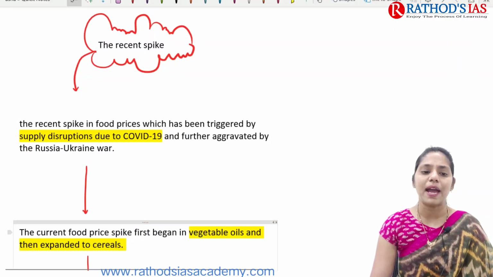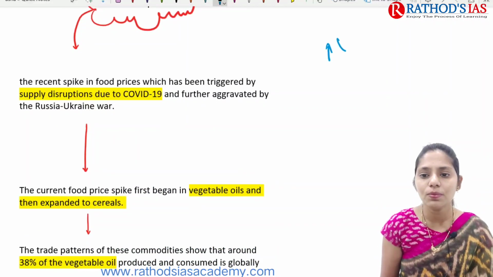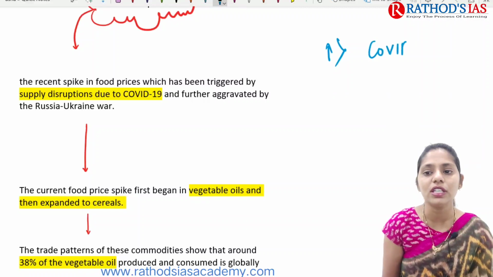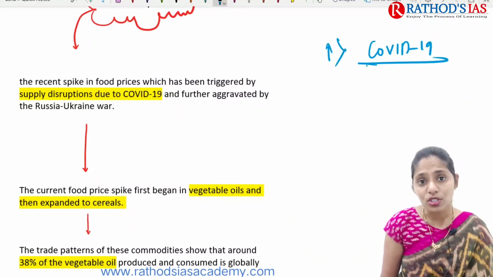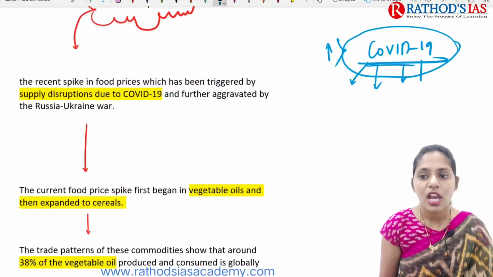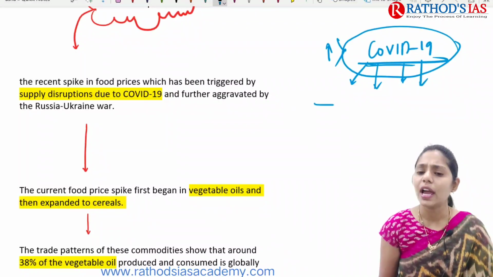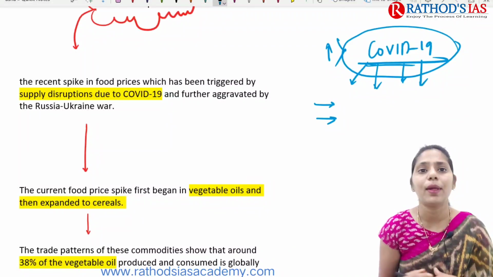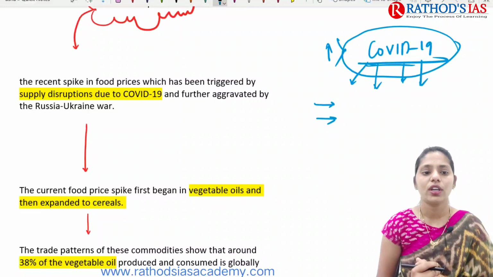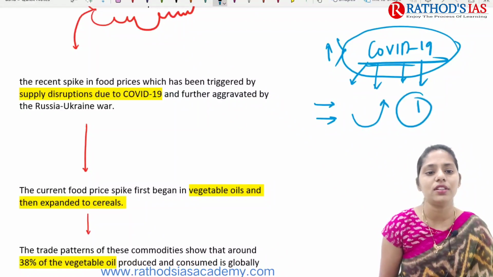The recent spike in food prices was mainly triggered by, the first important reason we can talk about here, COVID-19. Because of COVID-19 there were nationwide lockdowns and international flights were stalled. So what happened is there was no proper supply of raw materials. So there are supply chain disruptions due to COVID-19. This mainly aggravated the situation.